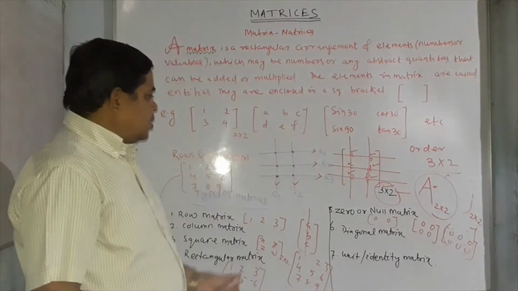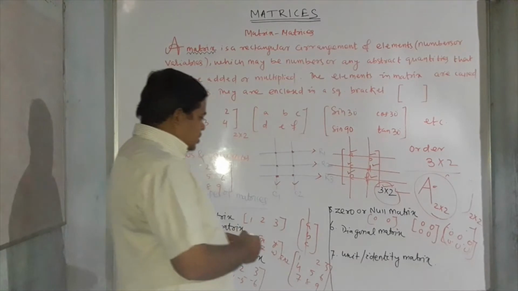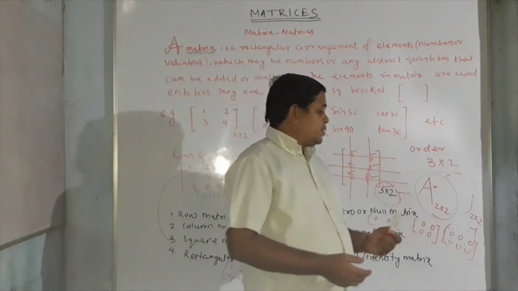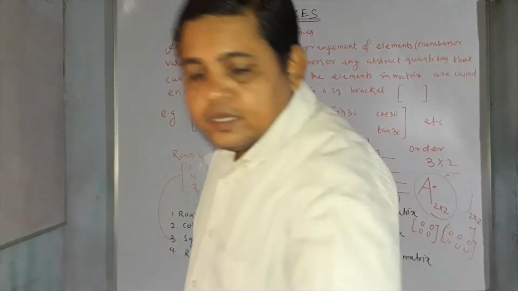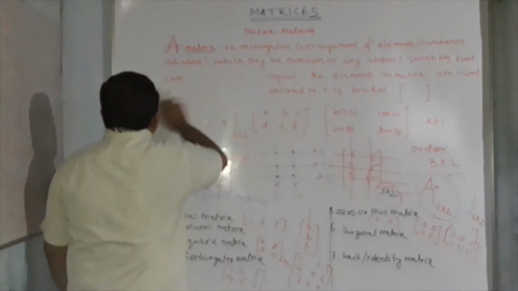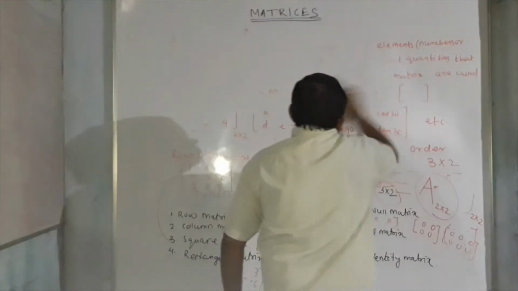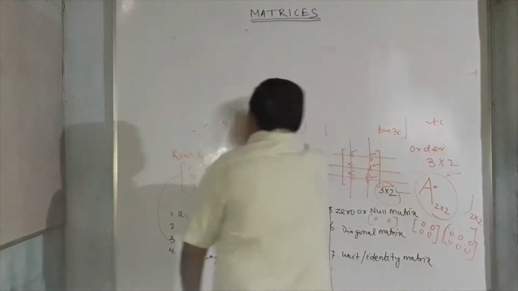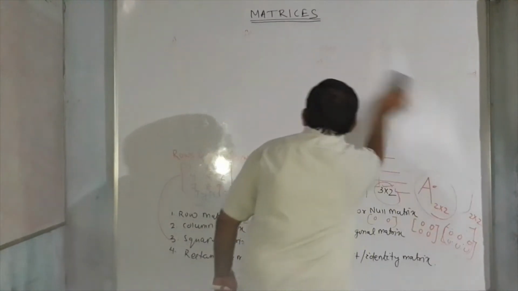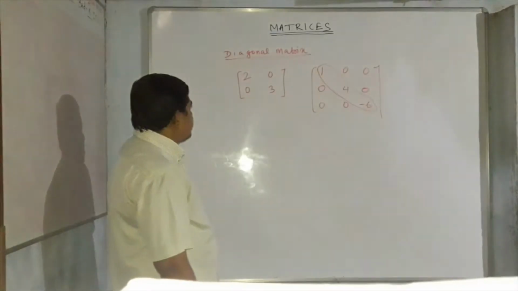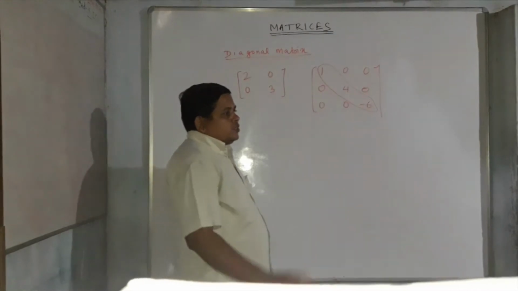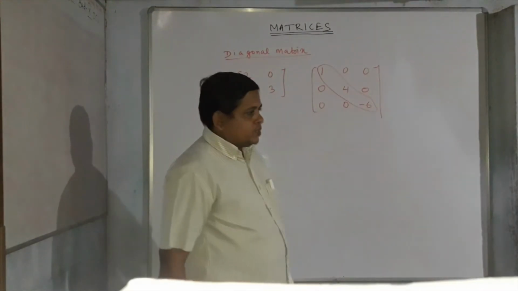Then what is a diagonal matrix? Diagonal matrix is important. What is a diagonal matrix? Now, for this, you have to wait a little. Now here, another: I told you, so the diagonal matrix.